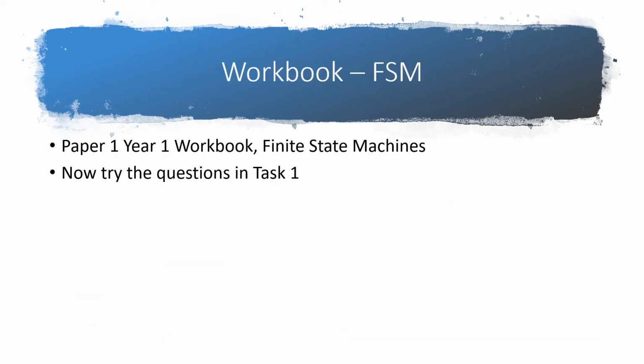Right, so the first thing for you to do then is using the Paper 1 Year 1 workbook. If you have a look in the contents page, there is a section for finite state machines. It is the very, very, very last section.